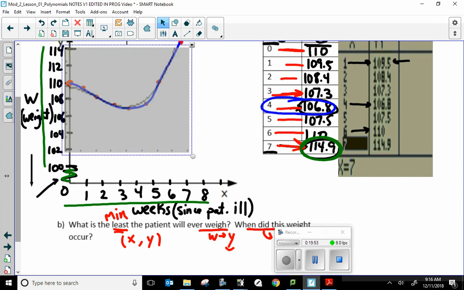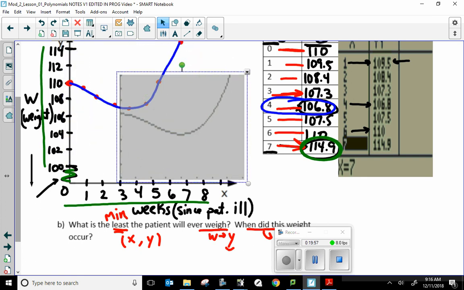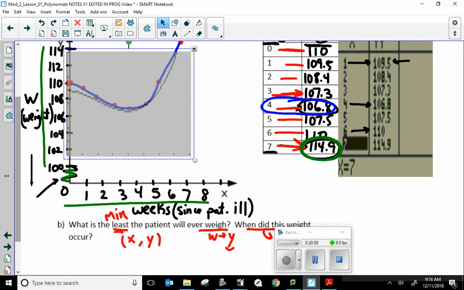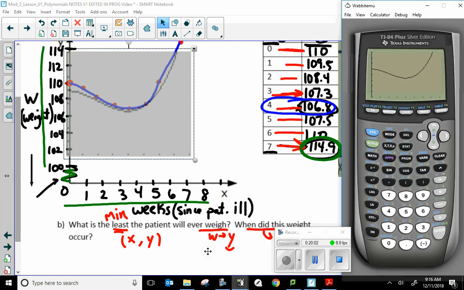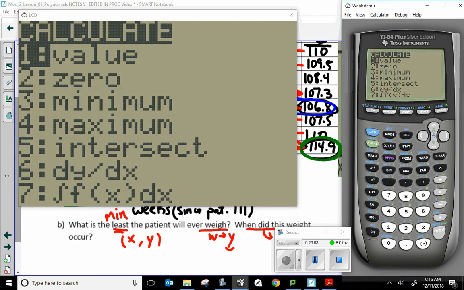That is spectacular. Look at that. People, we're good. So they want the minimum, right? Where do I go to find the minimum function? I go to second trace, because above trace in blue it says calc.